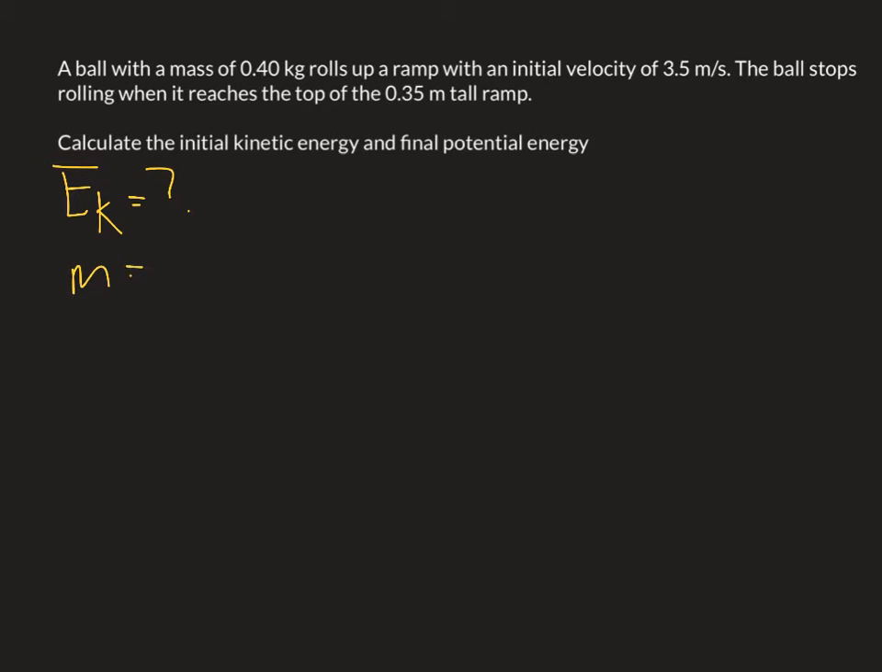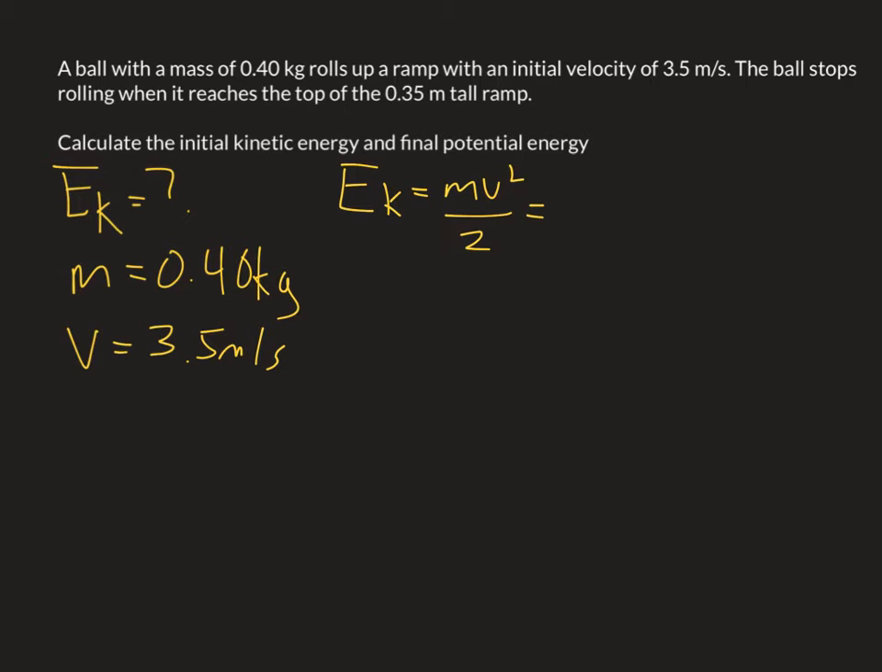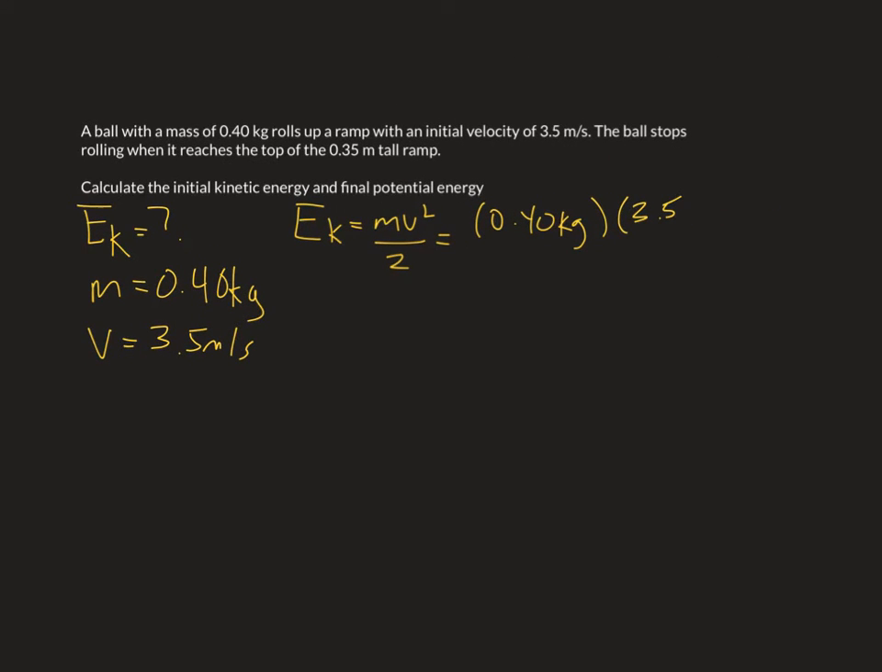We know its mass is 0.40 kilograms. And we know its initial speed is 3.5 meters per second. Perfect. So we're going to use our EK equals mv squared divided by 2 formula. We're going to throw our numbers into that. So we're going to go 0.40 kilograms times 3.5 meters per second squared, and we're going to divide that by 2. And when I plug that in my calculator, I get 2.45 joules.